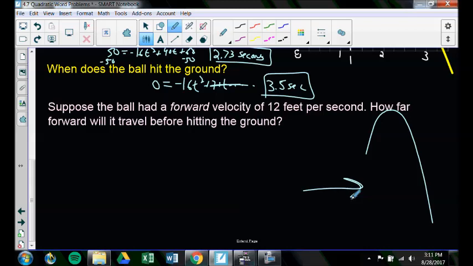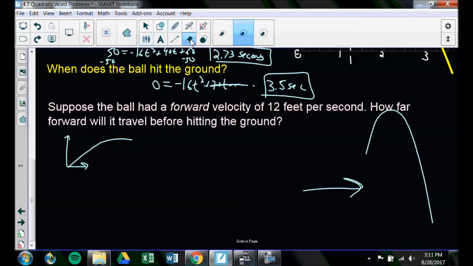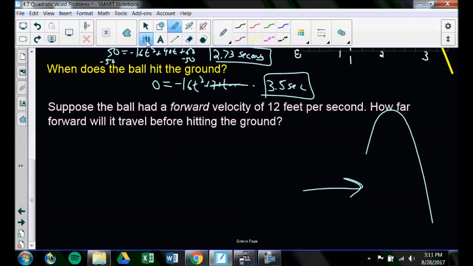And that forward speed doesn't change. Gravity won't change the forward speed, just the vertical speed. We can think of a flight of a ball like this, if a ball's going like this, as having an upwards part and a forwards part. And those are vectors we can combine to do calculations. Vectors just kind of means quantities represented with distances. We can talk about it someday. Well, think about it. If it's going in the air for 3.5 seconds, and it's going forwards 12 feet per second, I can just do distance equals rate times time.